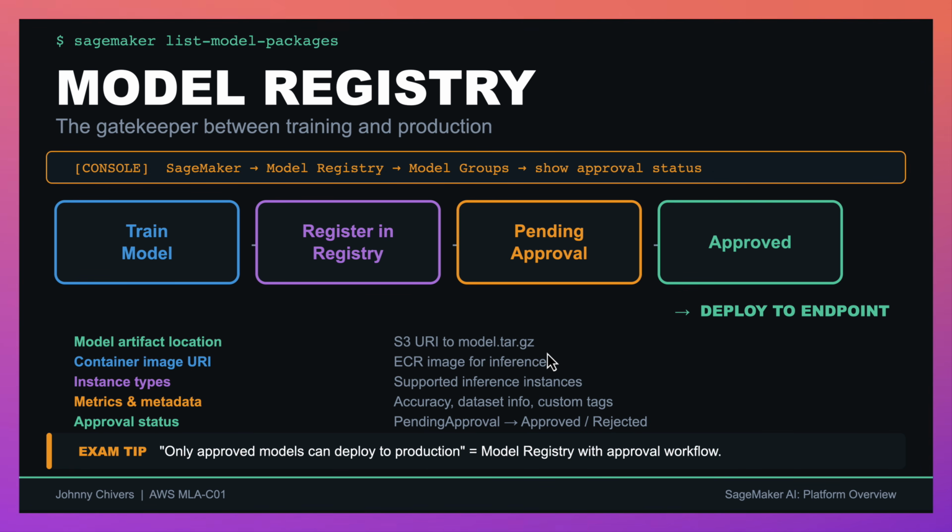It's important to know for the certification that the model registry exists. This is where you train models, then register them in the registry. They can go to a pending state, you approve the models, and then they can be used in production.